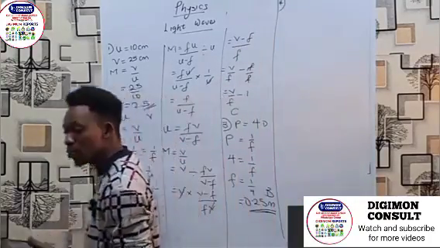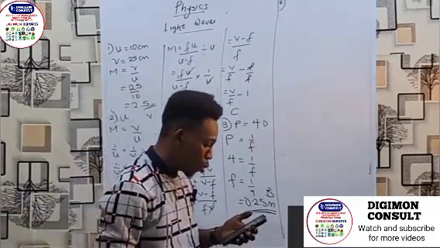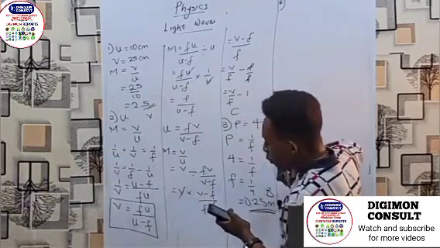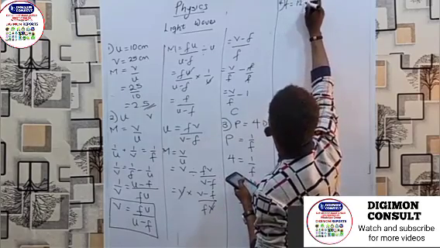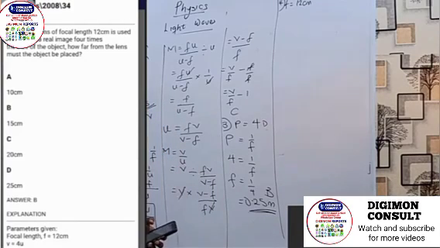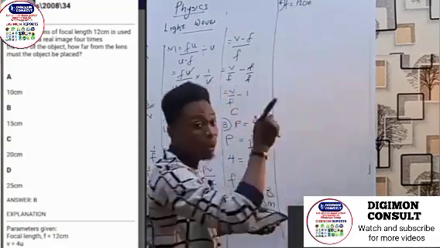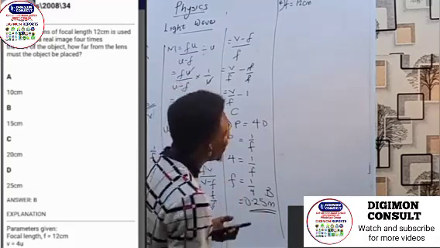And now on your app, go to 2008, question number 34. Question 34. Are we there? A convex lens of focal length 12 cm. Before you start solving, remember to analyze: is it a convex lens or a concave lens? Based on the fact that it's a convex lens, our focal length must be positive, so we don't put any negative sign there. And that is used to produce a real image.